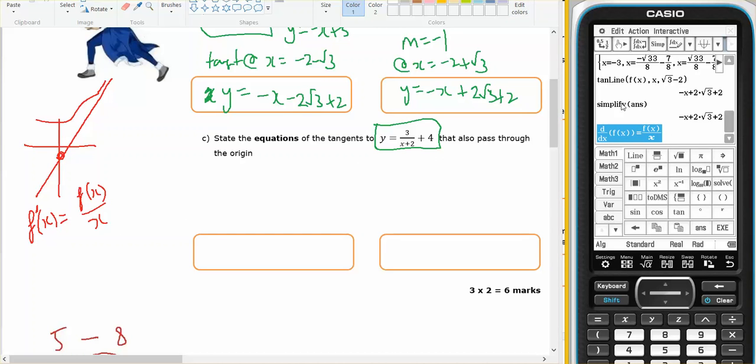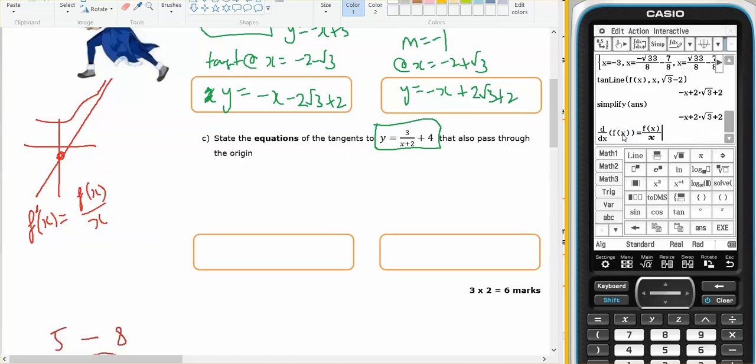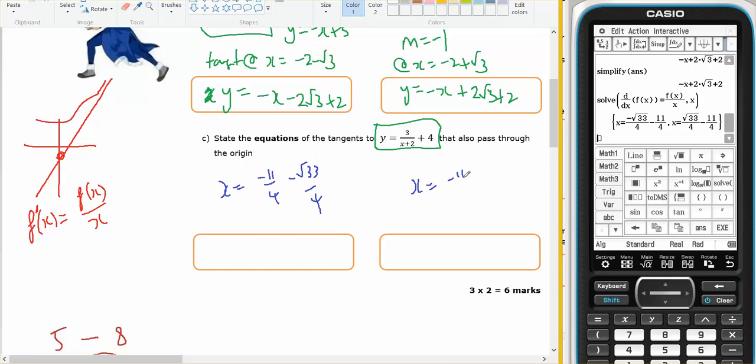Okay, so I want the derivative equal to f of x over x. So I've got that here. So I'll interactive, advanced, solve for x. Okay, so that gives me two answers where x will be those values. So I've got x equals negative 11 on 4 minus root 33 on 4, and x equals minus 11 on 4 plus root 33 on 4. And I'm looking for the tangent at that particular point.